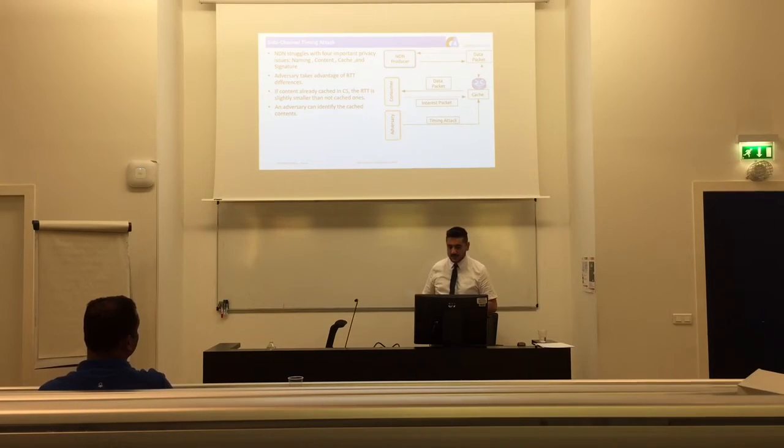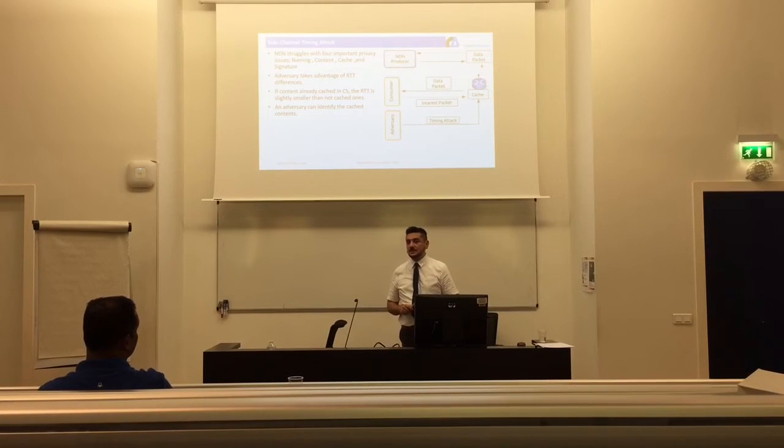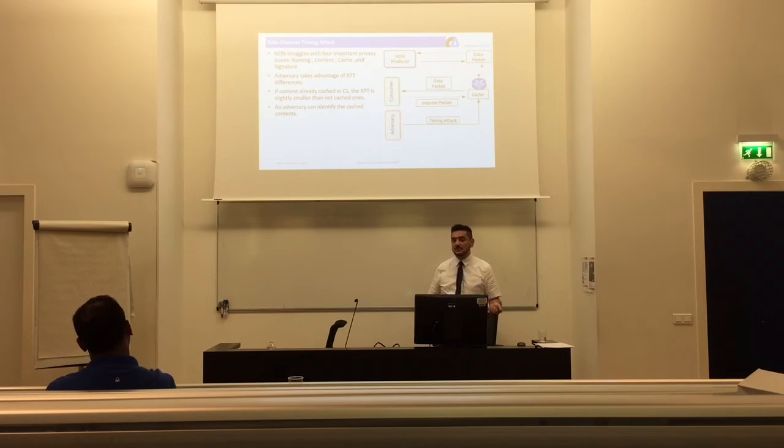Basically, the adversary uses a legitimate interest packet in order to identify the cache content in the cache store. If it's in the cache, the round-trip time will be much smaller than for the non-cached ones. So the adversary determines that somebody has requested those contents recently.